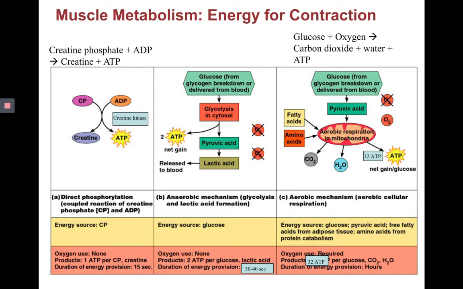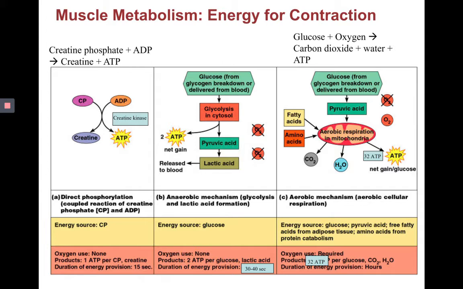So here are the 3 parts of muscle metabolism. For direct phosphorylation, we're going to utilize creatine phosphate and ADP to generate creatine and ATP. The energy source for this step is creatine phosphate, and we're not going to use any oxygen, and we'll create 1 ATP molecule per 1 creatine phosphate molecule. We're also going to see that this happens relatively quickly, and it's facilitated by the enzyme creatine kinase that makes sure this reaction happens quickly enough to create ATP that can sustain muscle metabolism for a short period of time.